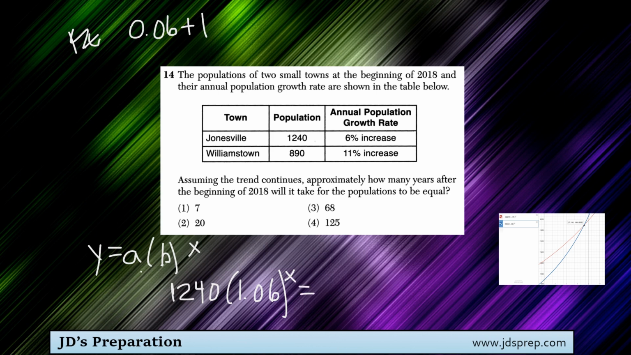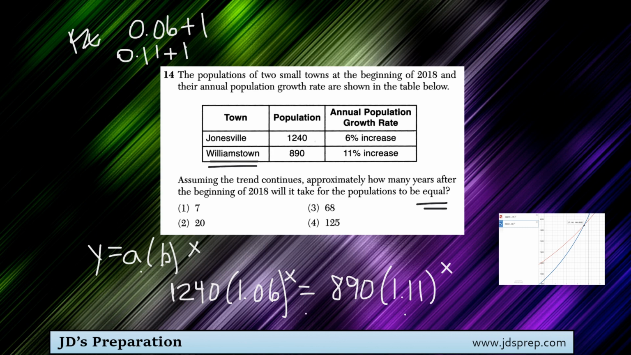Now, I want it to be equal to the population of Williamstown. That's what we're trying to find out in this problem. After how many years will it take for the populations to be equal? So for Jonesville, the equation is as above; for Williamstown, the equation would be 890, because that's the initial population amount, multiplied by 1.11 to the power of x. Similarly, we got 1.11 by taking 11% as a decimal and adding 1 to it.